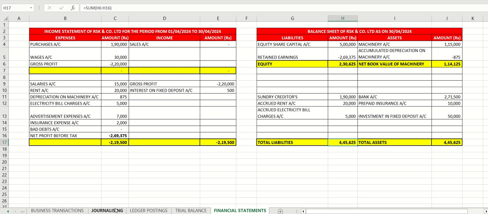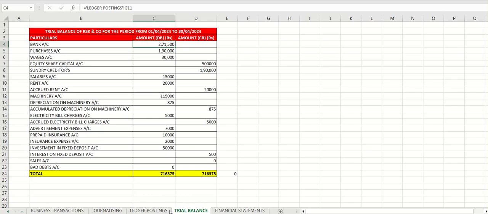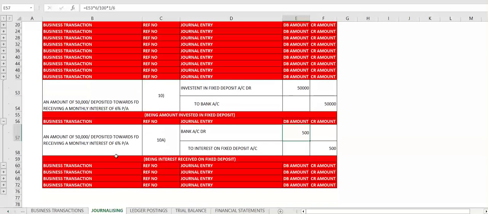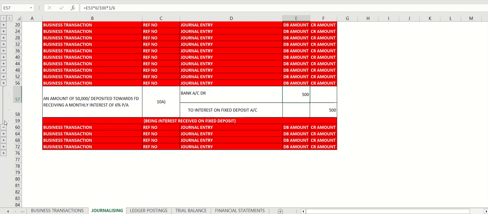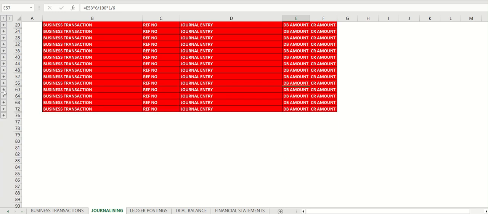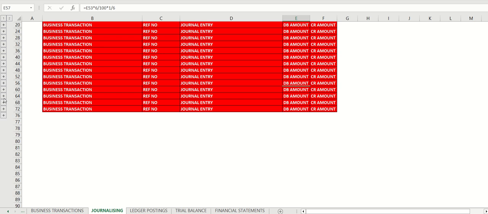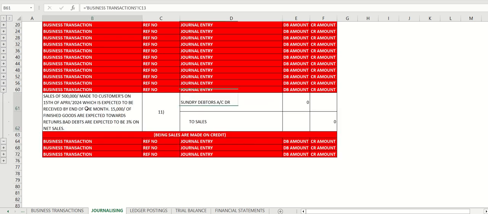Now let's move to the next business transaction. What is the next business transaction? Sales. See here, sales of 5 lakhs made to a customer on 15th of April 2024, which is expected to be received by the end of the month.